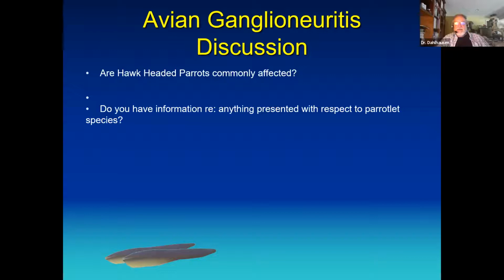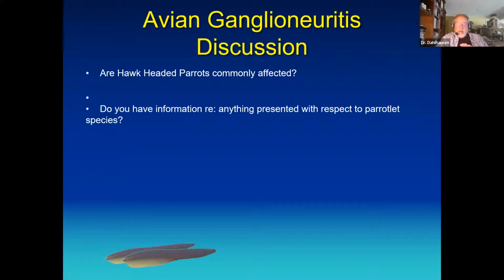Our hawk-headed parrots. You probably know about hawkheads because you probably have better data on that. But I would say that some of them are. I mean, there's a small group of birds that came into the United States. What do you find, Bob? Well, we're not seeing as many hawkheads as we used to years ago. But I would say that they're probably no different than any of the other Amazons. We don't see a lot of avian ganglioneuritis in Amazon parrots, but it is present. And I wouldn't think that they're much different than what we observe in the Amazon species in general.